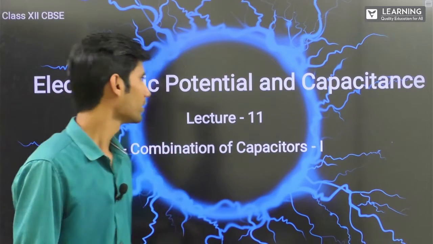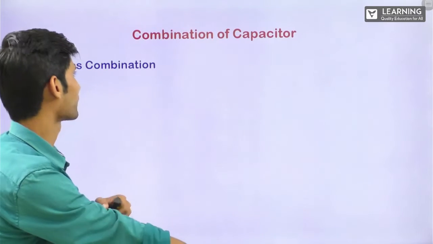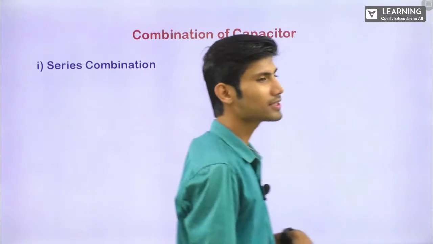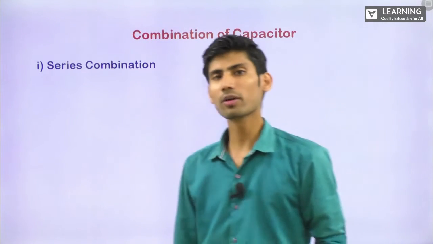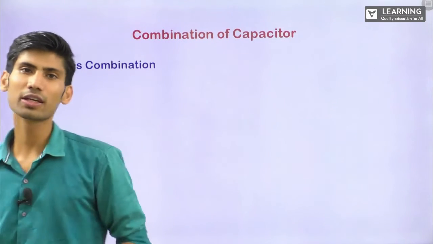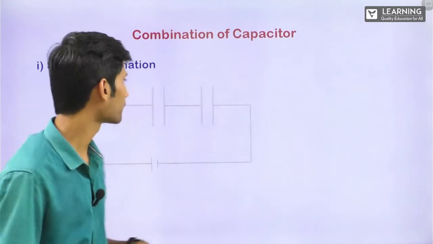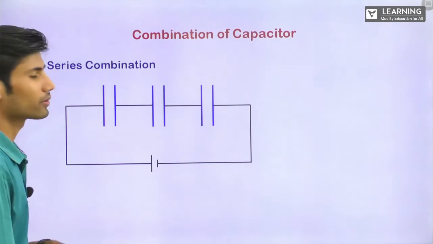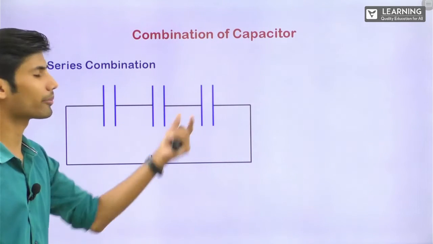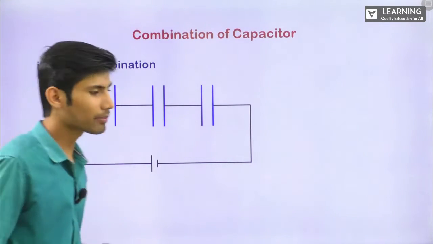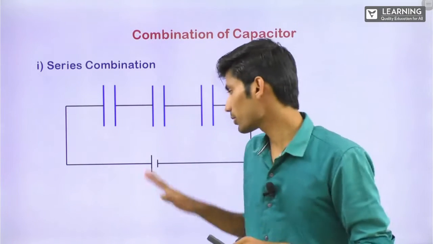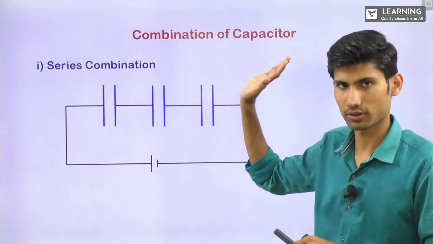All right? So now, first, in combination of capacitors, first is series combination. Series combination means different capacitors will be connected in series. Now you can see this particular circuit. So here there are 3 different capacitors. These 3 different capacitors are uncharged. Forget about this battery. Right now the battery is not connected, let's say.